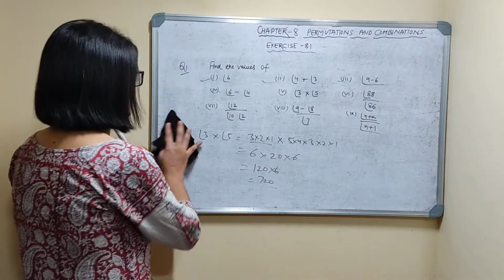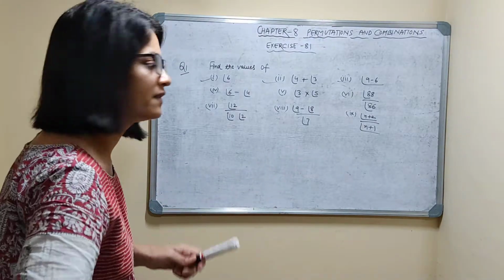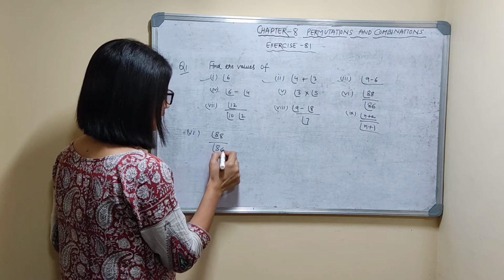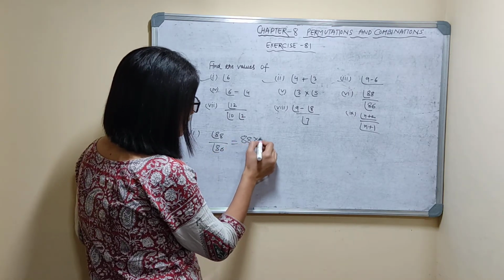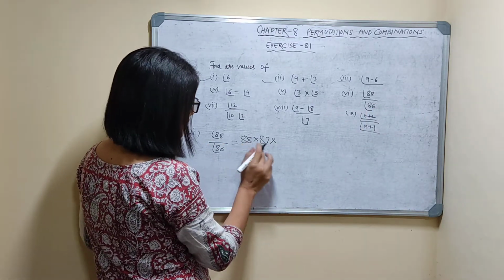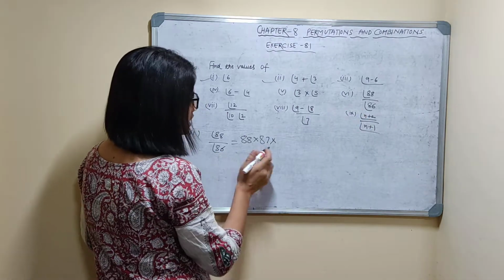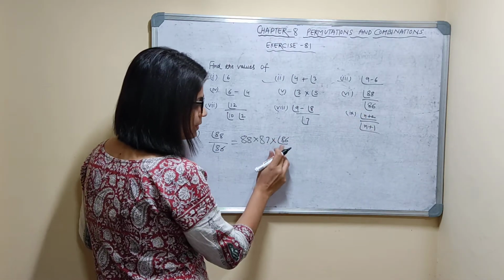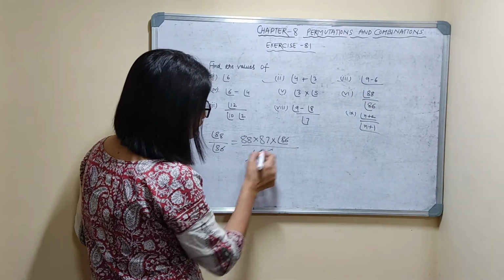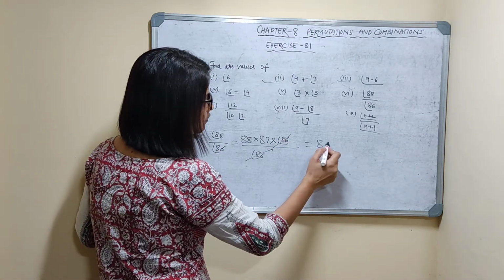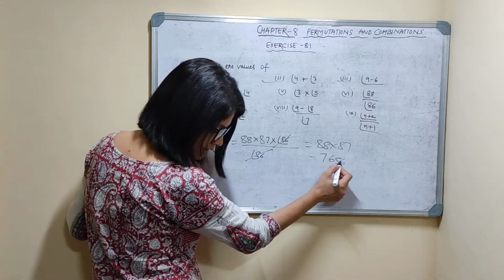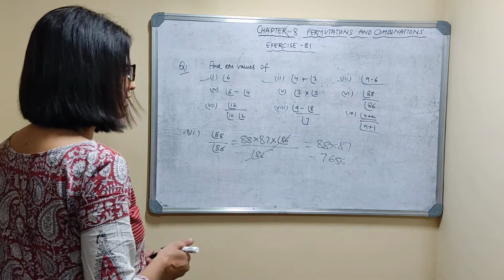Now part 6th. You see it is factorial 88 upon factorial 86. So factorial 88 I can write 88 into 87 into, I can't write till 1, it's a very big number. That's why I am writing 88 into 87 and down one is 86, so I can write factorial 86. Factorial 86, factorial 86 cancelled. So answer is 88 into 87. When you solve, it will come 7656. Answer is 7656.